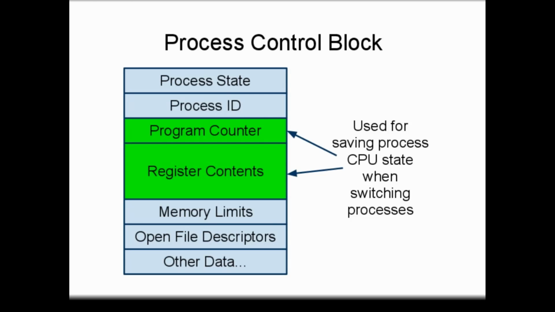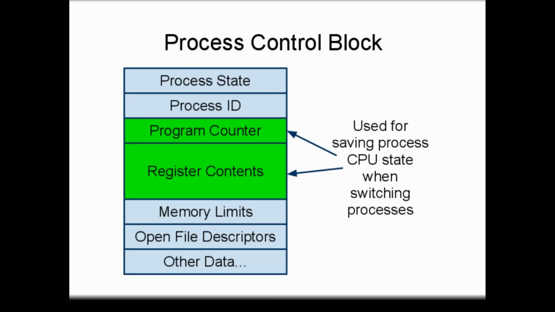Here is a process control block in greater detail. Some of the information fields include process state, the unique ID for the process, program counter, CPU register contents, memory limits for regions of memory used by the process, open file descriptors, and other data.